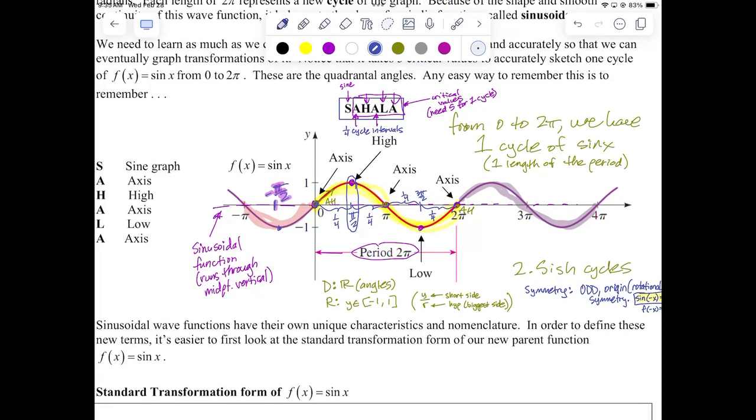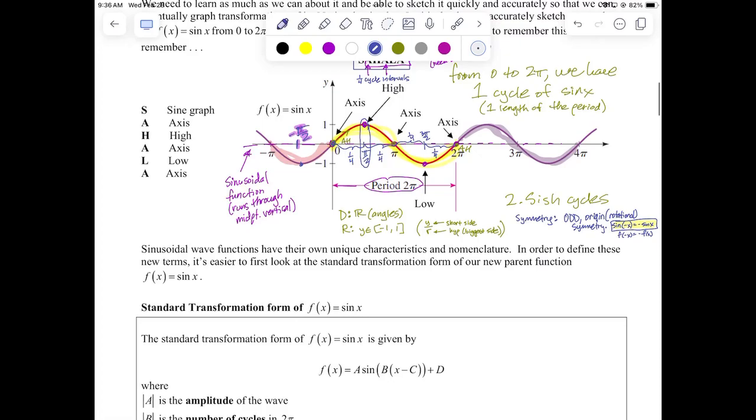All right, are you comfortable with the graph of sine of x so far? Axis, high, axis, low, axis. We talked about it. Domain is all real numbers. Range is -1 to 1 inclusive. One cycle has a length of 2 pi. We call it the period. Yeah, that's good for now.